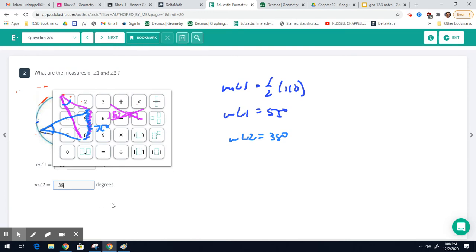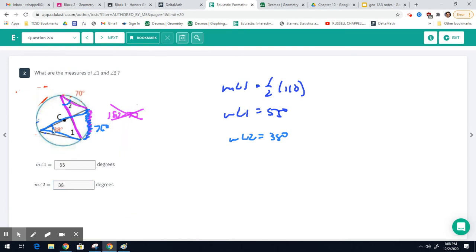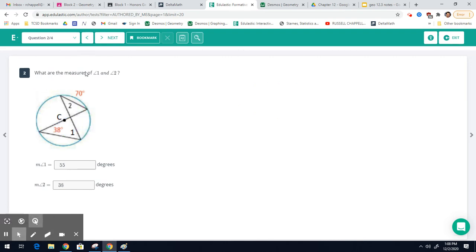So you can use the corollary that says inscribed angles that intercept the same arc are congruent, or you could double the angle to get the arc and then take half the arc to get the angle. Whatever you want to do. Okay. Next one.